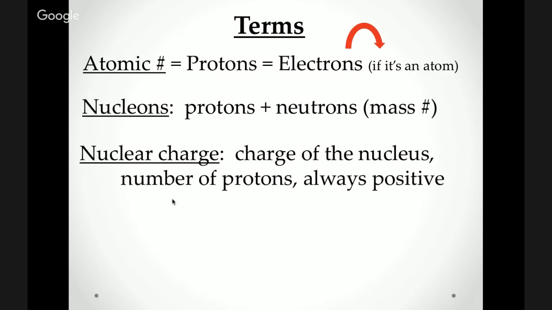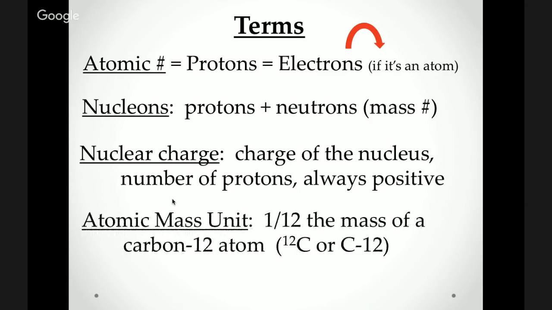Nuclear charge is literally the charge of the nucleus. And if we think about that model again, the Bohr model, we can recognize that there are protons and neutrons in the nucleus, and only protons have a charge, which is positive. So when they ask you about nuclear charge, they're really asking you to tell them about the number of protons. Keep in mind that it's always going to be a positive number.